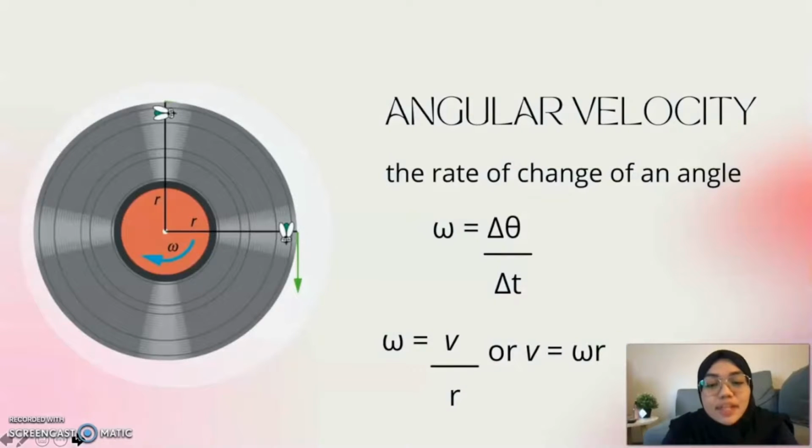Angular velocity is the measure of how fast an object is rotating. It is defined as the rate of change of an angle, represented by omega, where delta theta takes place in a time delta t, with the units radians per second. Usually, the angular velocity omega is proportional to the linear velocity v, such that v equals omega r.